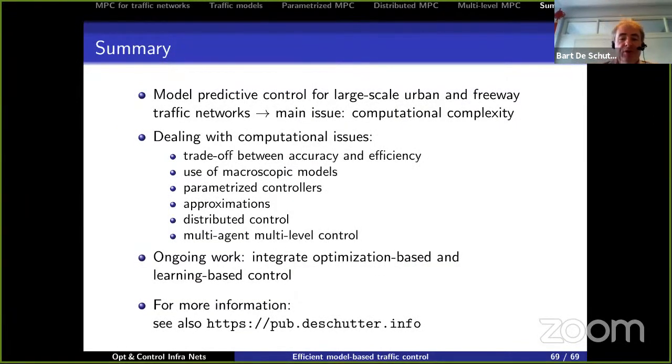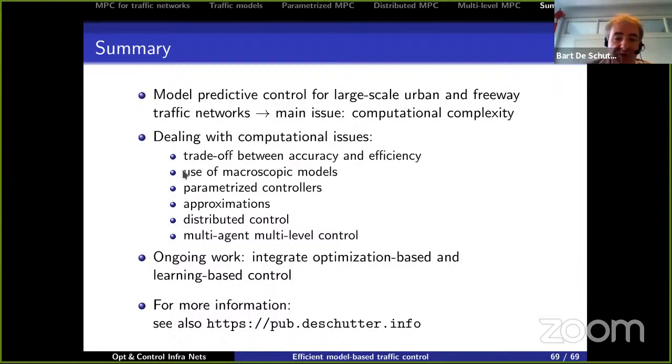So to conclude, I have given an overview of some of the work that has been done in the literature, as well as by my own team, in the field of model-based predictive control for large-scale traffic networks, considering both urban and freeway networks. And the main issue was the computational complexity. There you had a trade-off between accuracy and efficiency. If you want to be very accurate, you typically need a huge CPU time. If you want to be faster, you would typically have to trade in some accuracy.